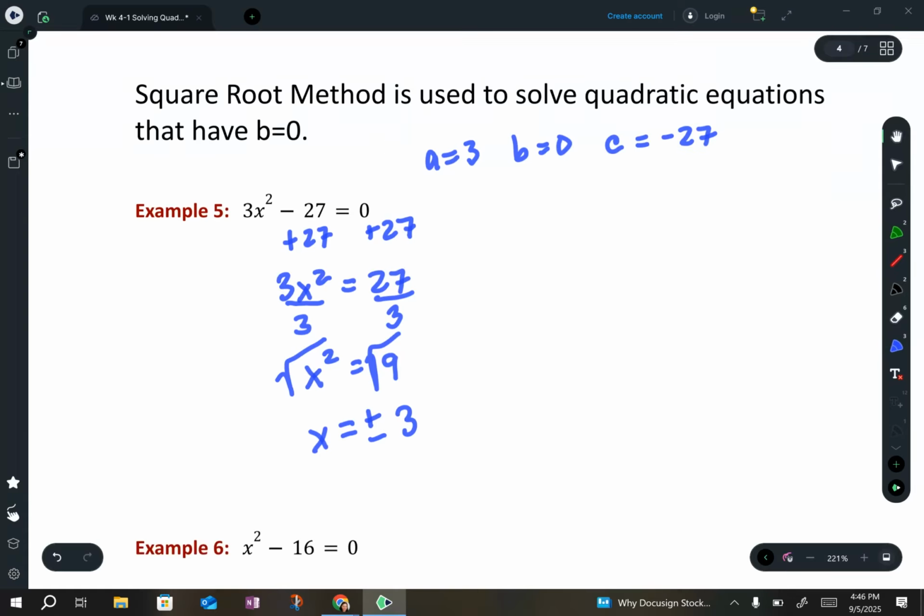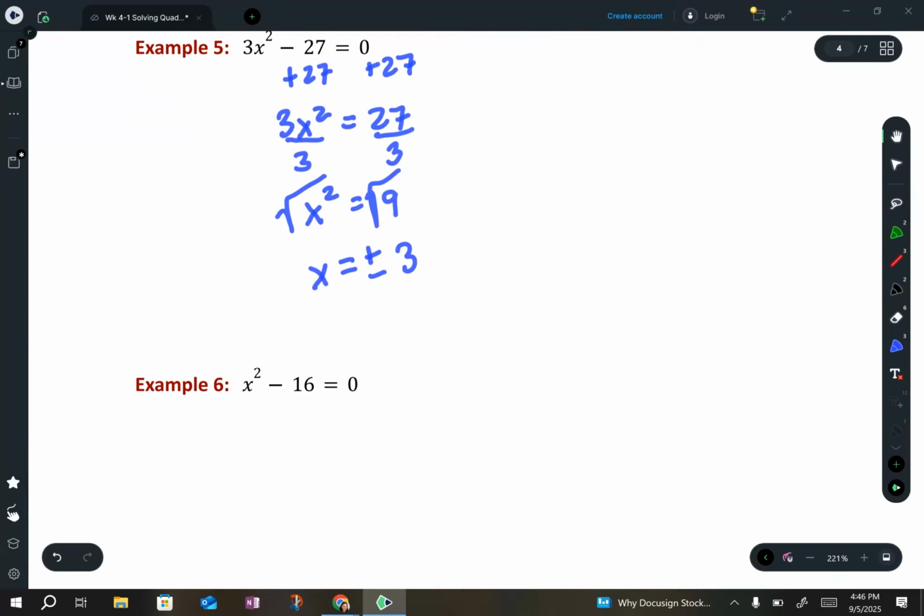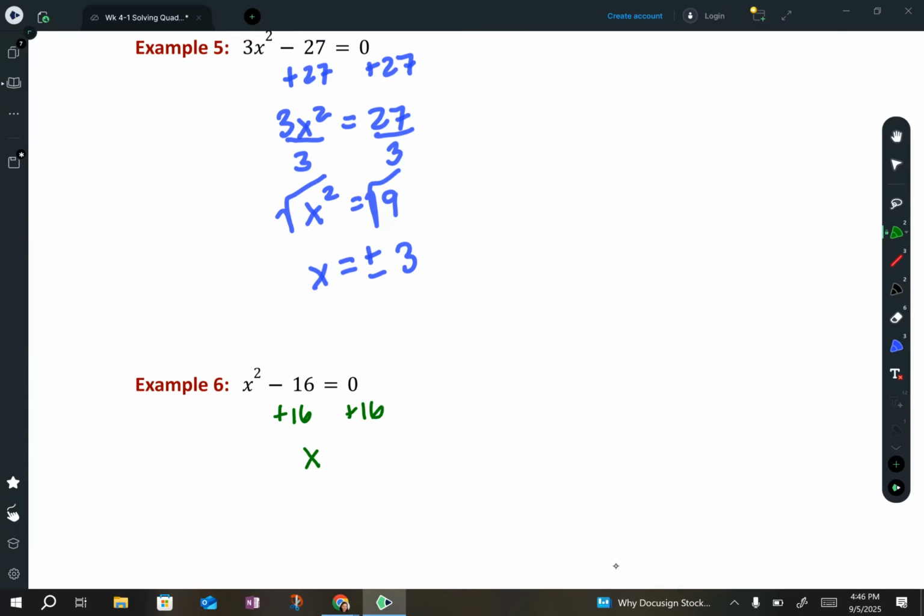Let's try another square root method example. Why don't you give this one a try? Jump in and give it a try. Pause the video and see how you do. All right, how did that go? Did you add 16 to each side? Yeah, most people like the square root method. It's pretty quick and dirty. All right, square root of both sides, and we get x equals, don't forget the plus or minus, 4. So two solutions, plus 4 and the solution minus 4.